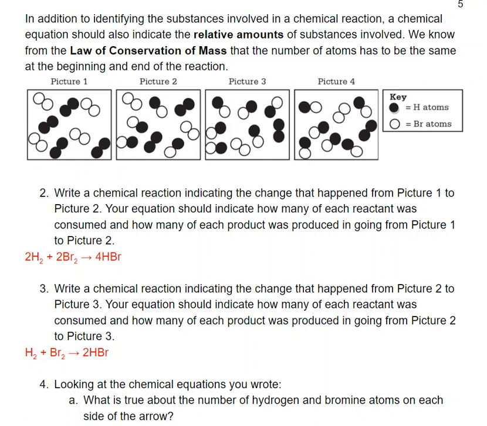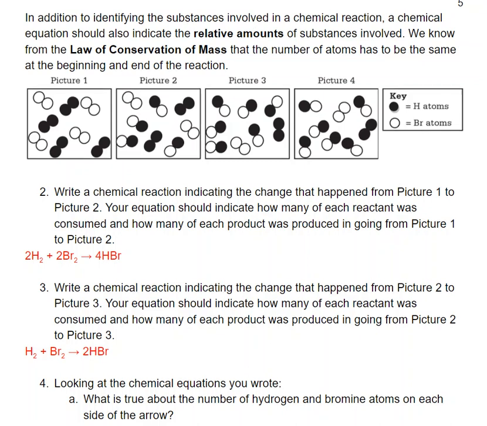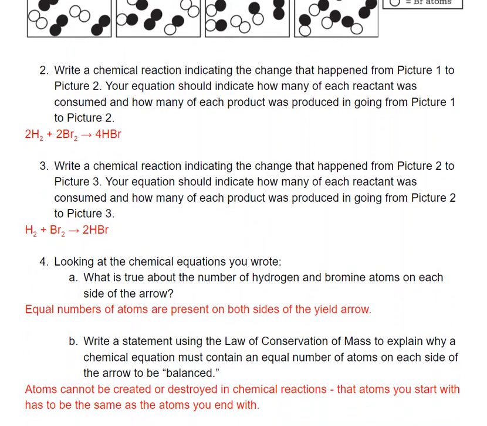For number 2, we want to write a chemical reaction that is indicating the change that is occurring from picture 1 to picture 2. So I have 2 of my hydrogen molecules and 2 of my bromine molecules reacting to make 4 hydrogen bromide molecules. In picture 2 to 3, we have the same thing happening, except only 1 hydrogen and 1 bromine molecule react to form 2 hydrogen bromide. So the number of hydrogen and bromine atoms on each side of the arrow are going to be equal.